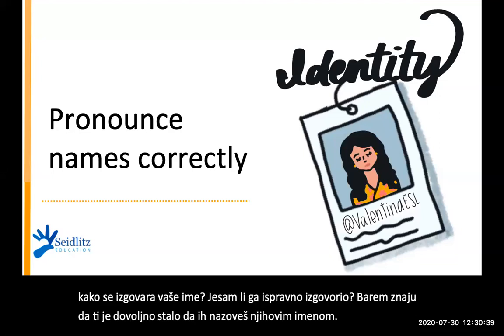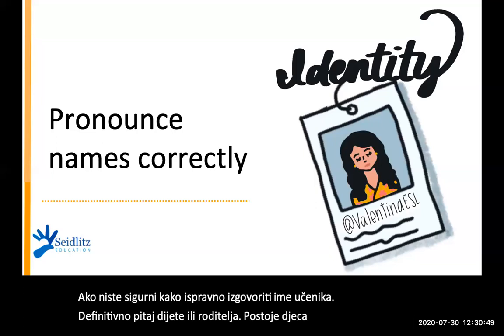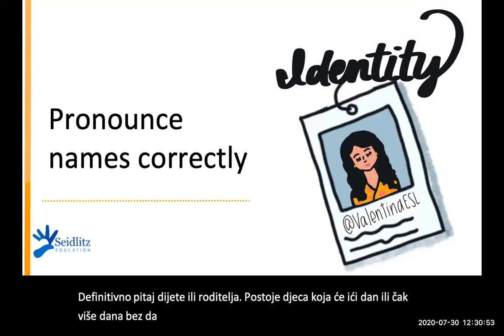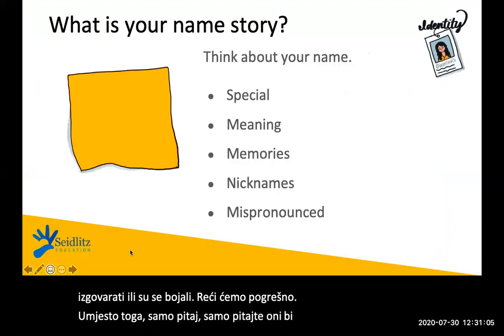If you're not sure how to pronounce a student's name correctly, definitely ask the kid or the parent. There are kids who will go a day or even more days without hearing their name because maybe we're not sure how to pronounce it or we're afraid we're going to say it wrong. Instead, just ask. Just ask. They'd rather know you care enough.